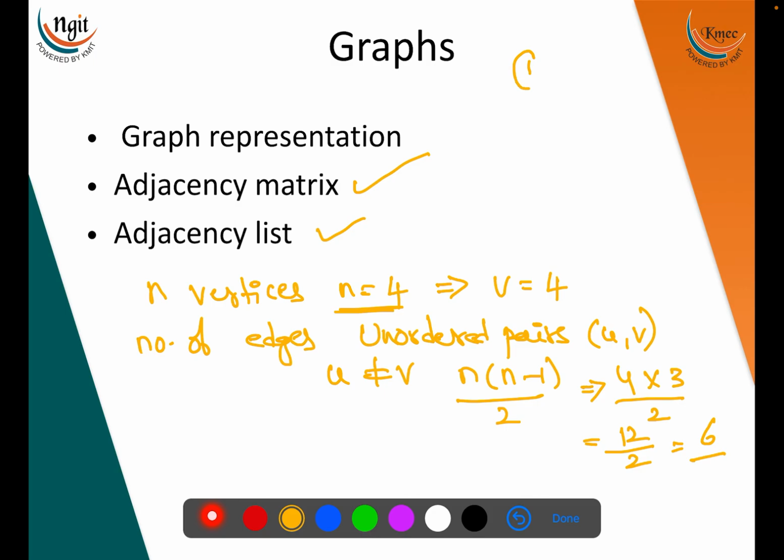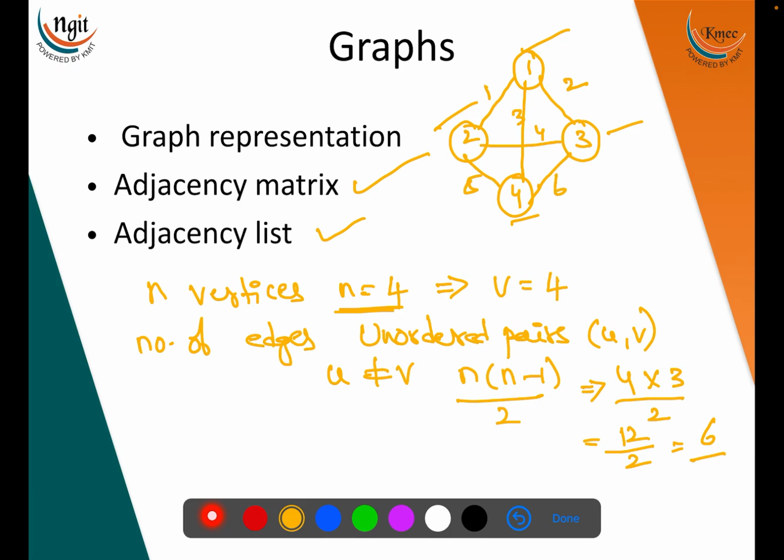Those are 1, 2, 3, 4. 1 to 2, 1 to 3, 2 to 3, 1 to 4, 2 to 4, 3 to 4. Now, how many edges do you have? How many vertices did you find? 4 vertices: 1, 2, 3, 4. Edges are 1 edge, 2, 3, 4, 5, 6. So this is unordered pairs where U is not equal to V. Then the formula for calculating edges is n into (n minus 1) by 2.